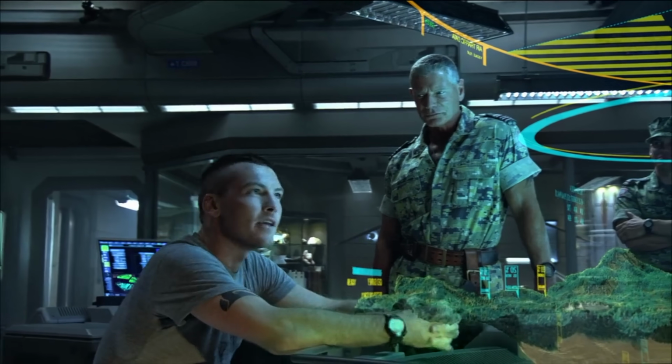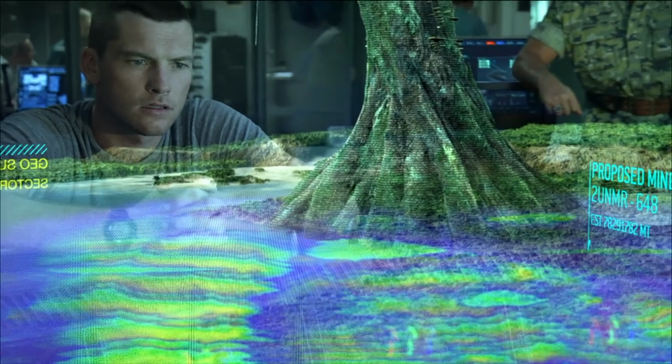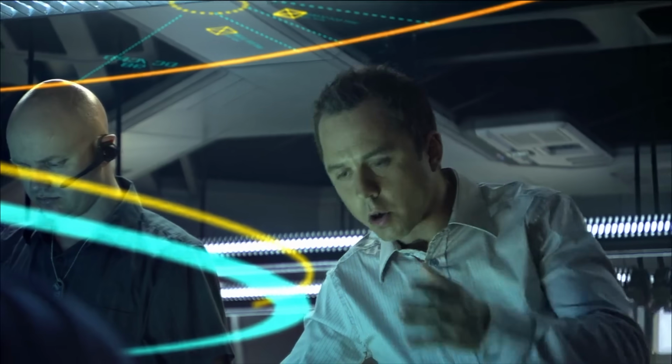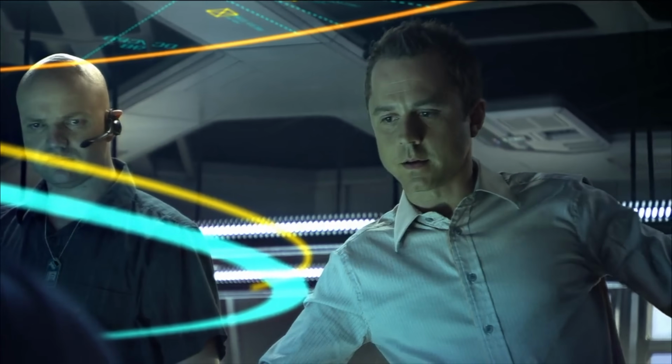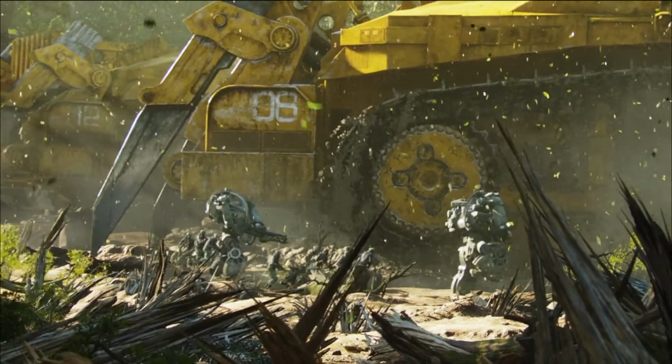And Parker explains that the biggest deposit of unobtainium is sitting right under the Na'vi home tree. I mean, look at all that cheddar. Jake needs to get them to move, or Colonel Quaritch will do it with force.